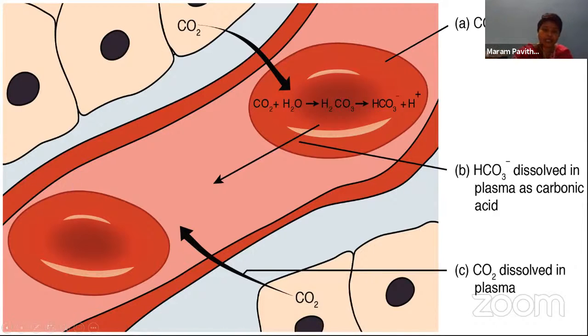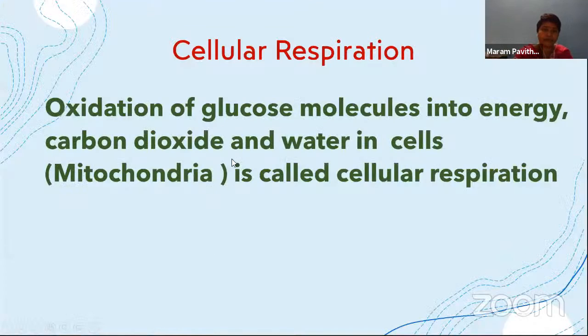Okay, what does oxygen do in cells? Oxygen oxidizes glucose. Oxidizes means it burns glucose molecules into energy. It burns the glucose molecule, and because of that energy is produced. And also carbon dioxide and water are released in cells. That process is called cellular respiration.